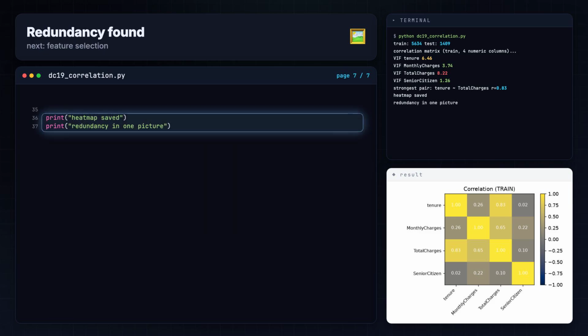Now we know which columns repeat each other. Next question. Out of everything that's left, which features actually help predict churn? That's feature selection.